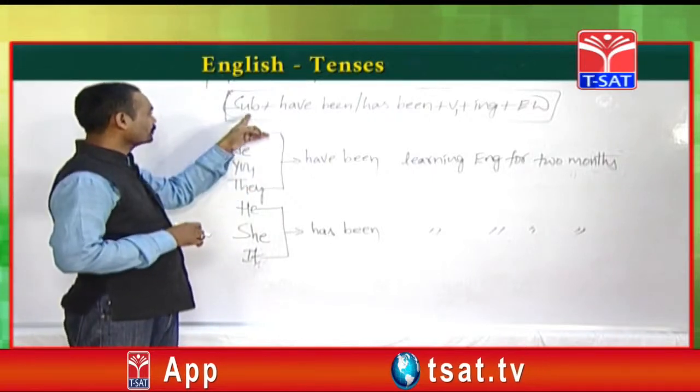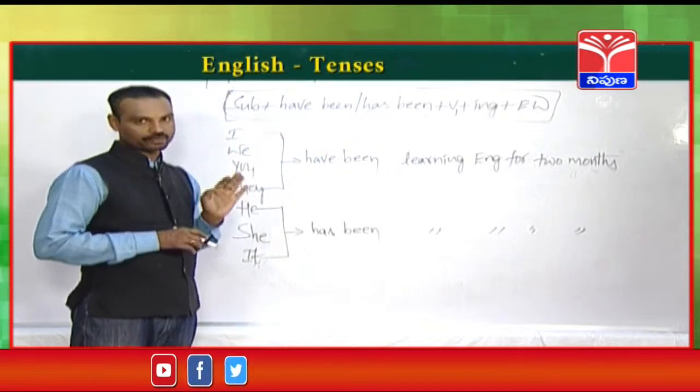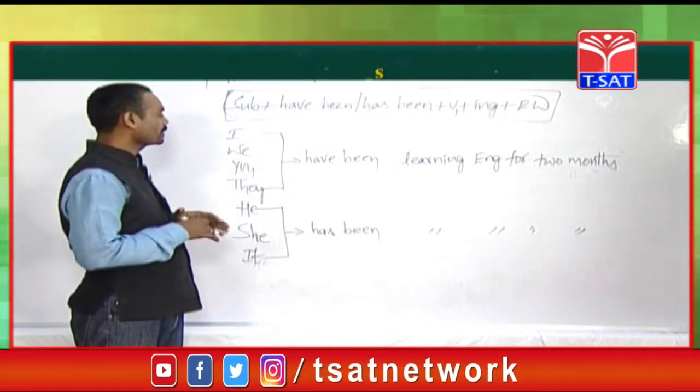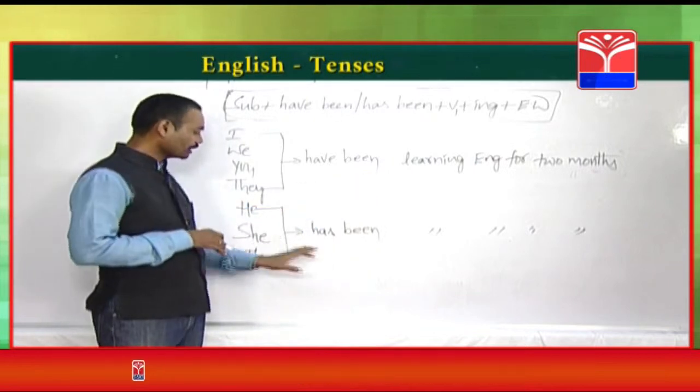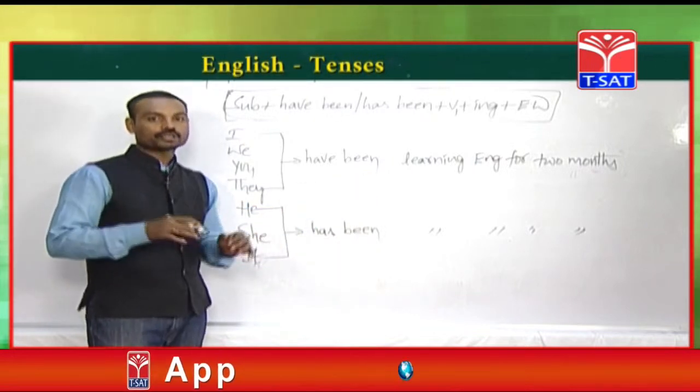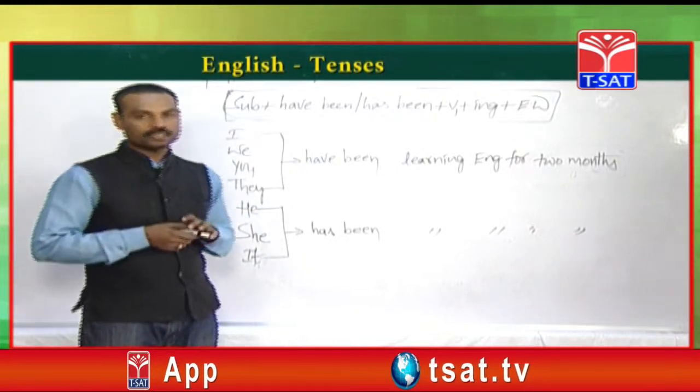This is the frame, subject plus have been and has been, V1 plus ing form plus extra words. Let's see how to write sentences. After I, you, they, we should use have been. After he, she, we should use has been. Okay, now I am going to give you some examples of present perfect continuous tense.